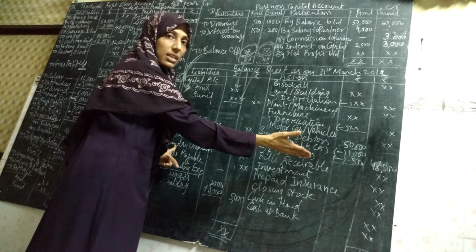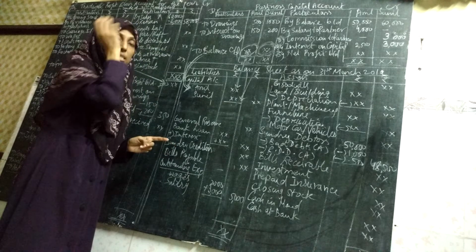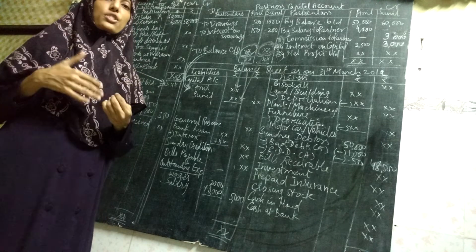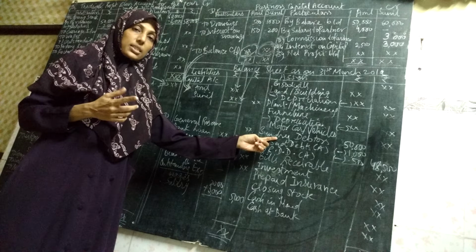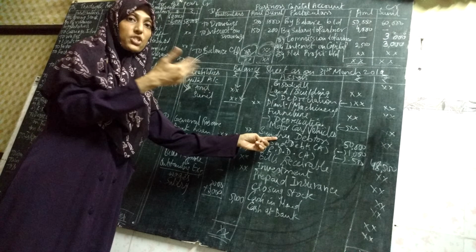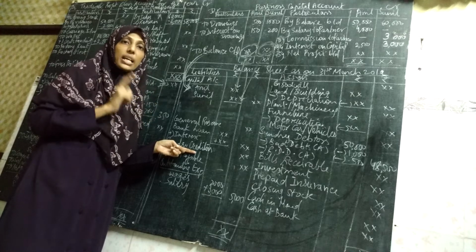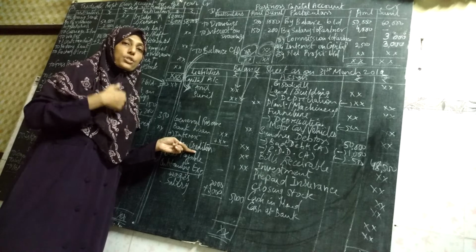Next one, creditors. Sundry debtors will be on the asset side. Sundry creditors will be on the liability side. Who are the creditors? Creditors are the sellers from whom I have purchased. Who are sundry debtors? They are the customers who have purchased goods from me. And who are creditors? Creditors are the sellers from whom I have purchased goods.